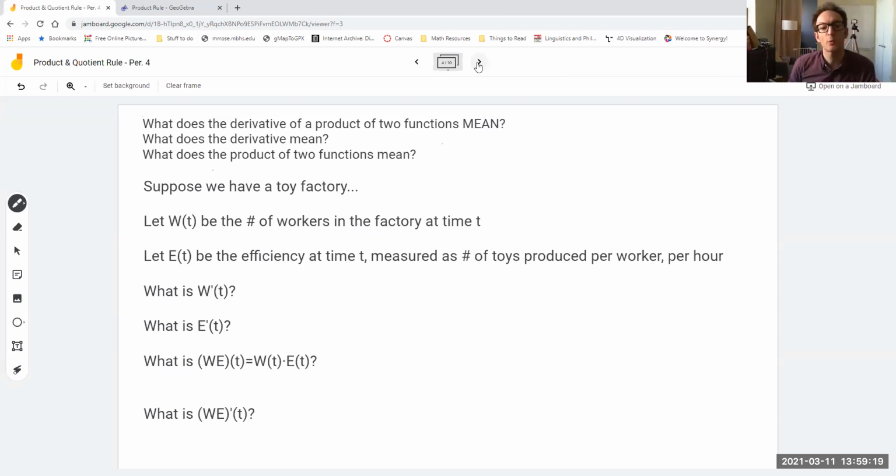Let's try to start with a word problem. Let's try to understand what the product of two functions even means. Okay, so I made this example. We have a toy factory. This toy factory is very big. It is running around the clock, 24 hours a day, producing toys. It's one of these massive factories that you see in, like, Taiwan or something. It just takes up a mile by a mile, and there's millions of people in there just working away making toys.